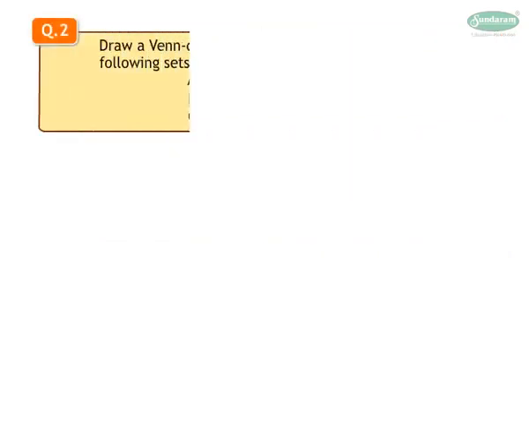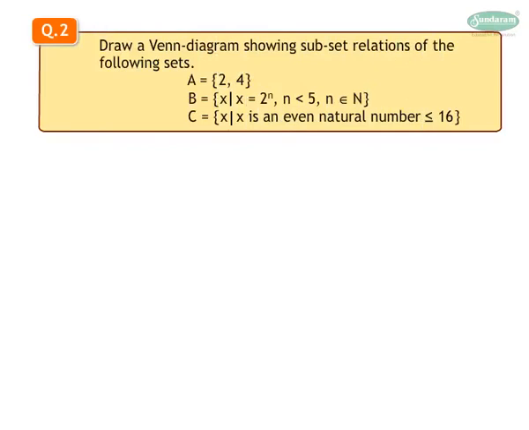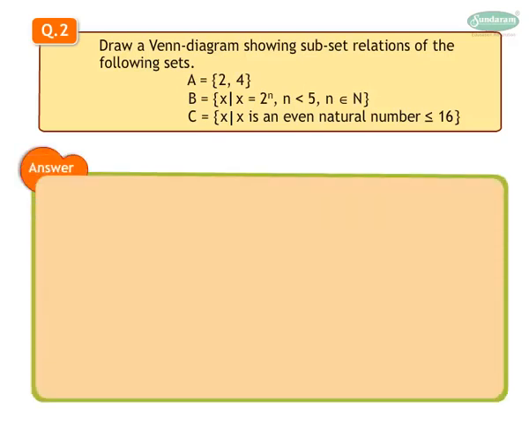Question 2. Draw a Venn diagram showing subset relations of the following sets. Set A, which has elements 2 and 4. Set B has element x, such that x is the nth power of 2, where n is a natural number less than 5. Set C has element x, such that x is an even number less than or equal to 16. Answer. Well, students, now let us draw a Venn diagram to show subset relationship of set A, B, C.